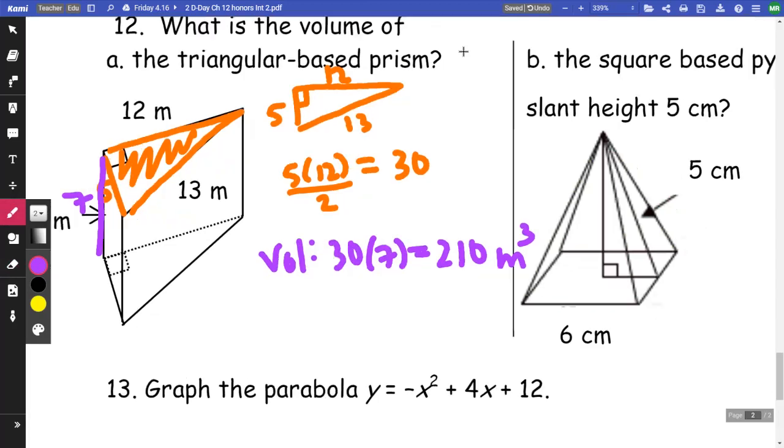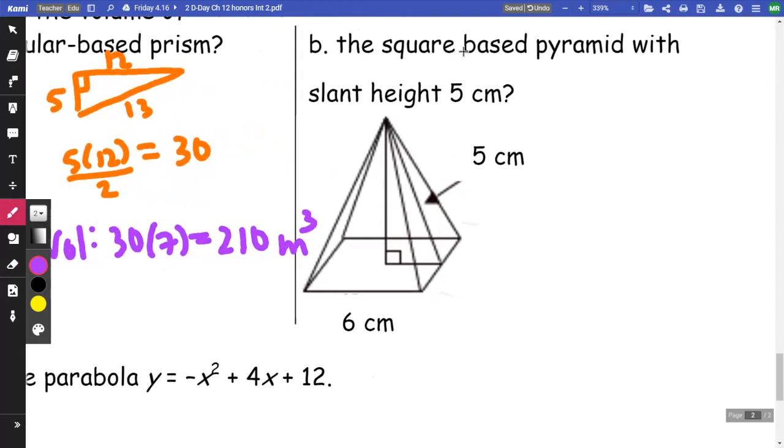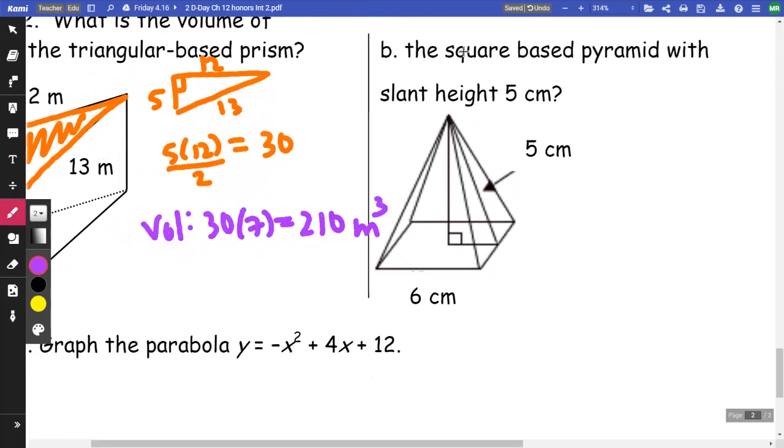On 12B, we have a square-based pyramid with a slant height of 5. So this right here is 5, okay? And we want to find the volume. So this is a square. So the square base is going to be 36 because it's 6 by 6.